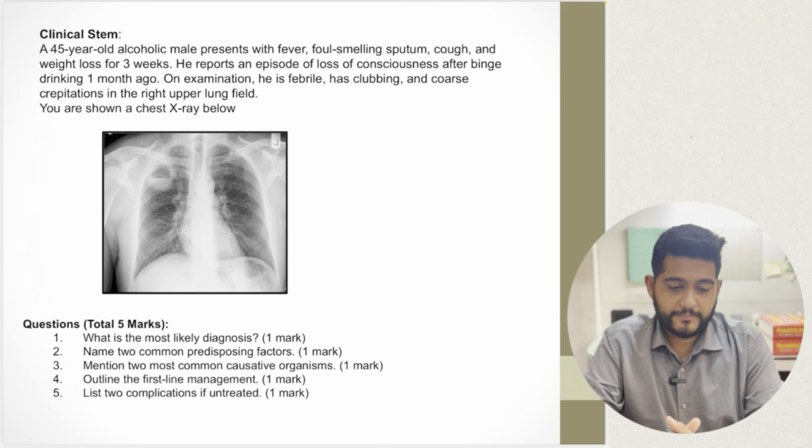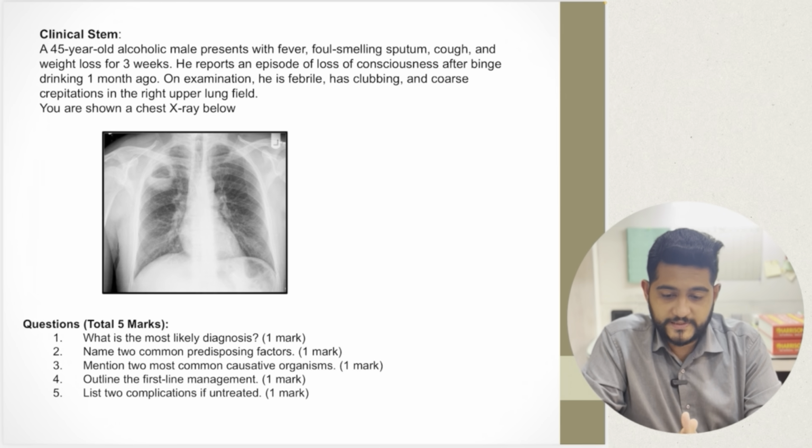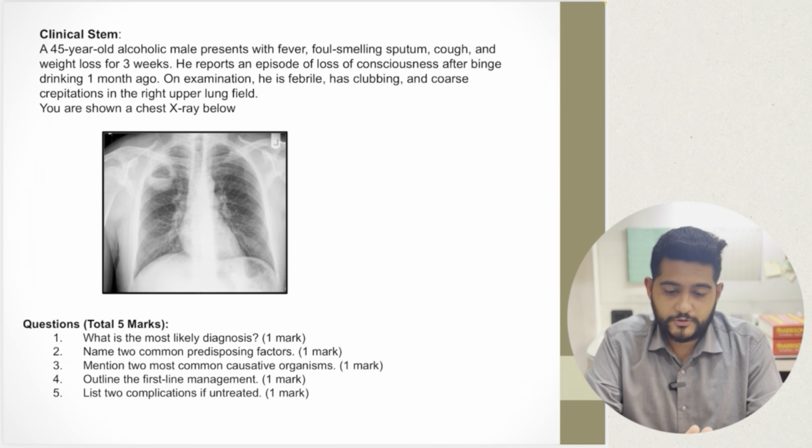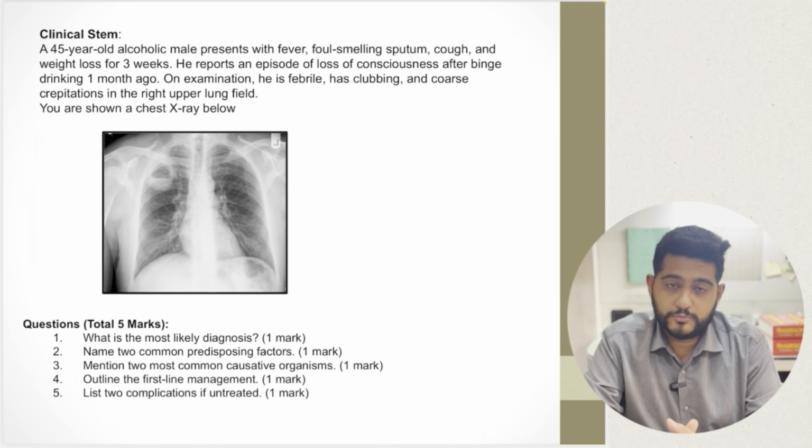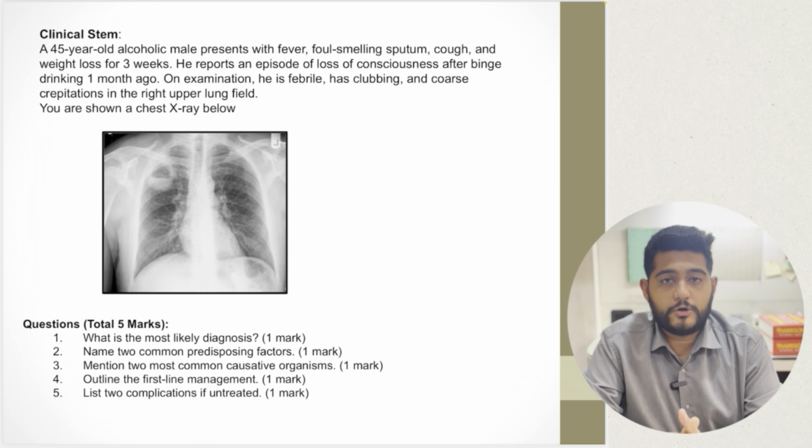So the first question: a 45-year-old alcoholic male presents with fever, foul smelling sputum, cough and weight loss for 3 weeks. He reports an episode of loss of consciousness after binge drinking 1 month ago. On examination he is febrile, has clubbing and coarse crepitation in the right upper lung field, and a chest x-ray is shown below. The questions are: what is the most likely diagnosis? Name 2 common predisposing factors. Mention 2 most common causative organisms. Outline the first line management and list 2 complications if untreated.